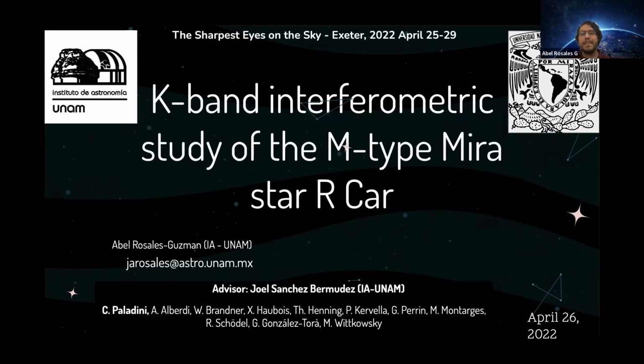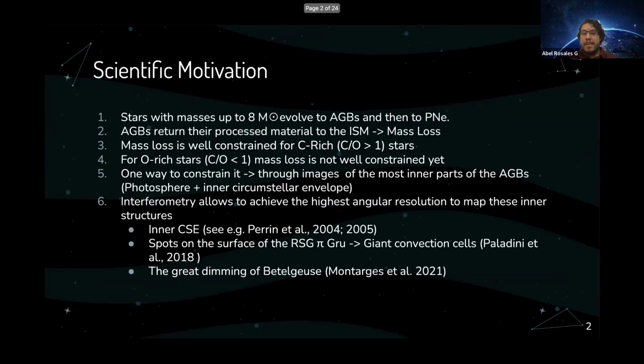My name is Abel, and I am a PhD student at the Institute of Astronomy from the National Autonomous University of Mexico, or UNAM in Spanish. So I am going to talk about a study that we have been performing on the M-type Mira star R Car in the K-band. So let me give you a brief context or scientific motivation.